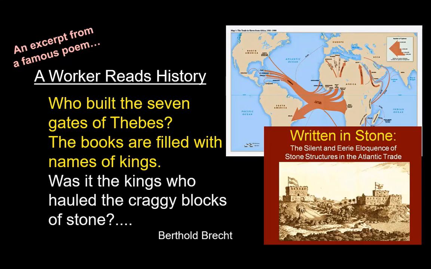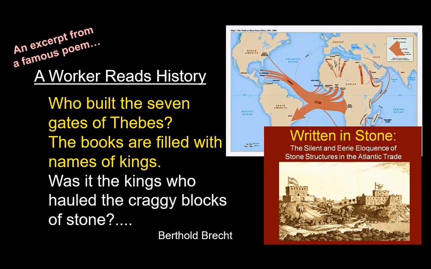A recent poem by Bertolt Brecht after World War II reminds us that there are some important questions we've never asked when we say things like this was built by the British, or this was built by the Swedes, or this was built by the Dutch. You really have to ask the question from the point of view of the workers. He wrote a poem entitled A Worker Reads History, a few lines of which are very riveting in their implication. As he points out, who built the 7 gates of Thebes? The books were filled with the names of kings.